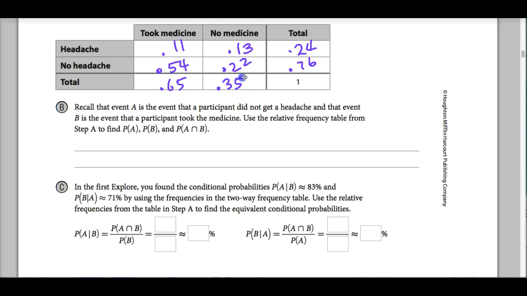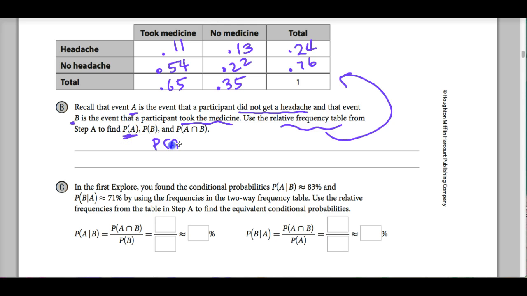And now let's solve this problem. Recall that event A was what? A participant did not get a headache. And that B is what? Participant took the medicine, right? So use the relative frequency. The relative frequency table would be this one with the decimals, from step A, to find the probability of A. What is the probability of A?